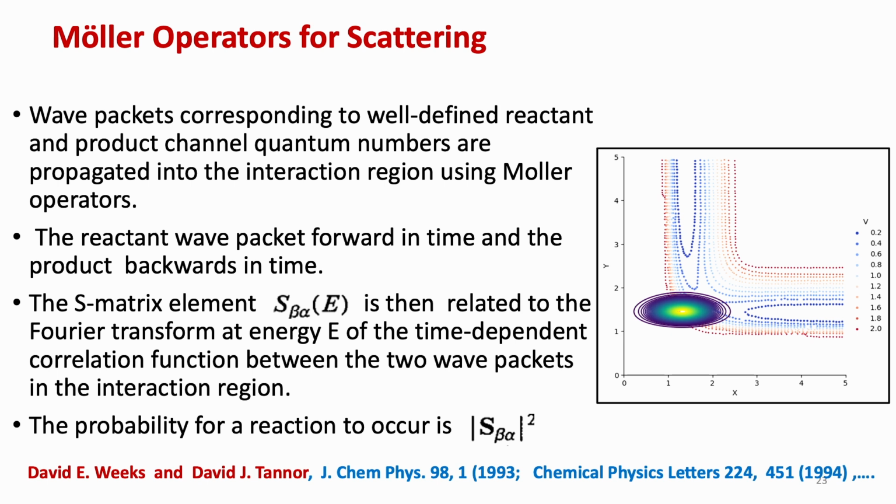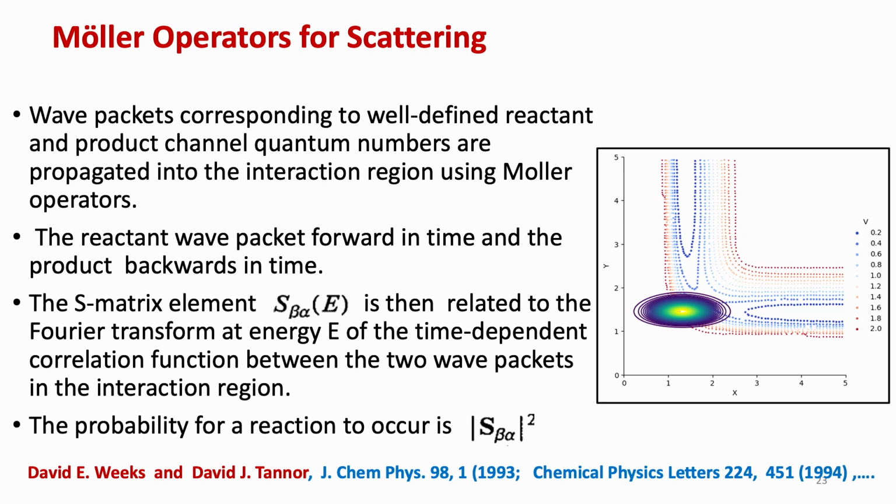So at the end, you would like to calculate the scattering matrix element between alpha and beta. Alpha for the reactant, beta for the product. And once you calculate the scattering matrix element, the probability distribution is the absolute value squared. And the way you get the scattering matrix element, first you calculate the correlation function between the two wave buckets. So what we're going to do, we're going to prepare two wave buckets, one for the reactant and one for the product, the state to state.